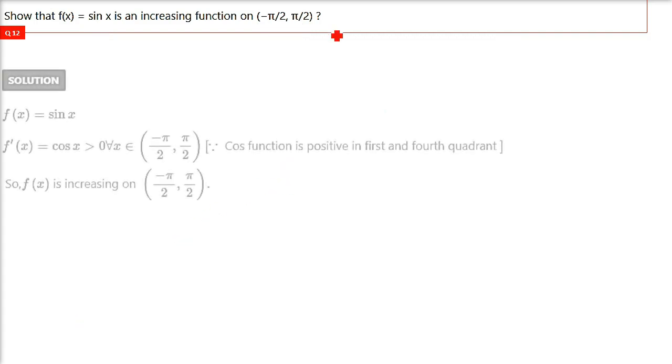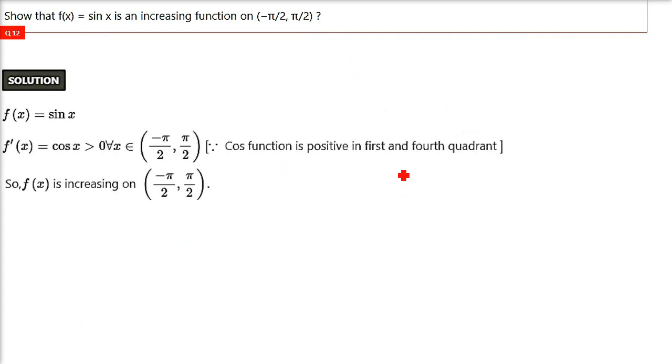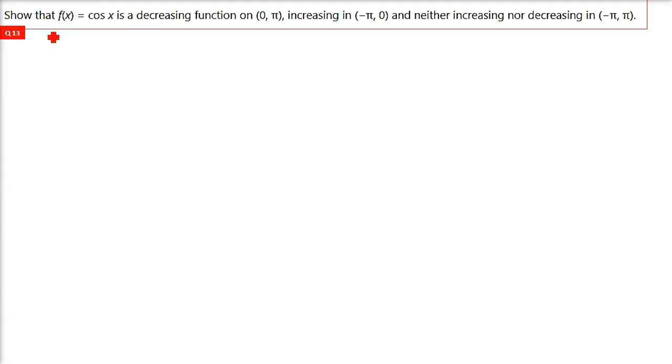Now let me show you the exact thing which you have to write. This is just 3 lines you have to write, but the explanation I gave is important. Show that f(x) equals cos x is a decreasing function on 0 to pi, increasing in negative pi to 0, and neither increasing nor decreasing in negative pi to pi. What does that mean? Let us come to the third part actually.